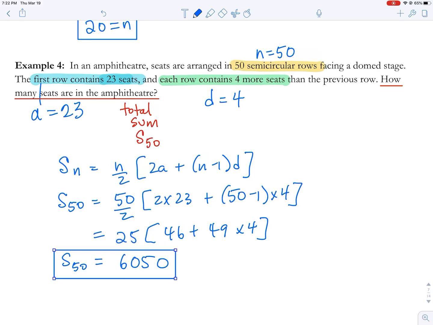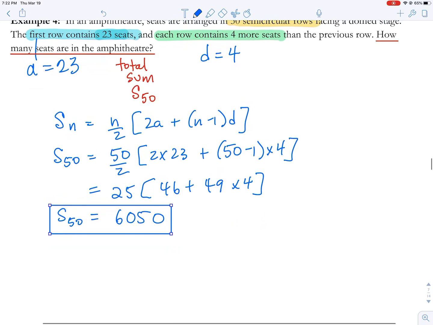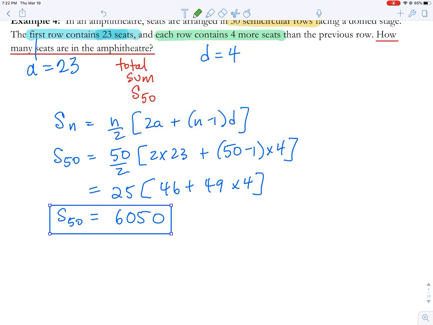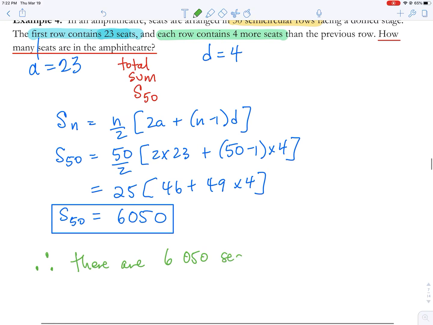And now we've got to go and make sure that we answered what was asked. And in this question, they asked us, how many seats are in the amphitheater? So we can say, therefore, there are 6,550 seats in the amphitheater.